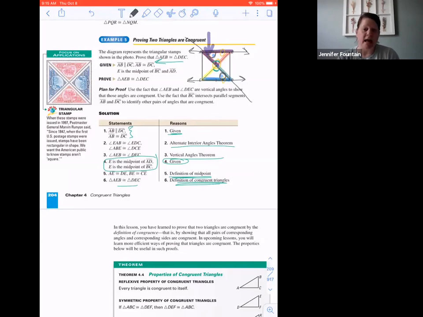Just like we can't say, hey, I've learned about alternate interior, alternate exterior, corresponding, all that stuff, I learned that in chapter 3, I don't need that for chapter 4. Yeah, you do. So that's why I'm trying to help you understand the relationships and be able to see them for yourself without me having to tell you about them.